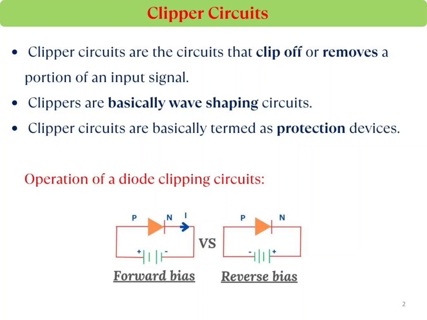The basic operation of diode: in forward bias, the diode allows current to pass through it, clamping the voltage. But in reverse biased condition, no current flows through the diode and thus voltage remains unaffected across its terminal. Clipper circuits are basically termed as a protection device. Electronic devices are voltage sensitive, and voltage of large amplitude can permanently destroy the device. So in order to protect the device, the clipper circuits are used.